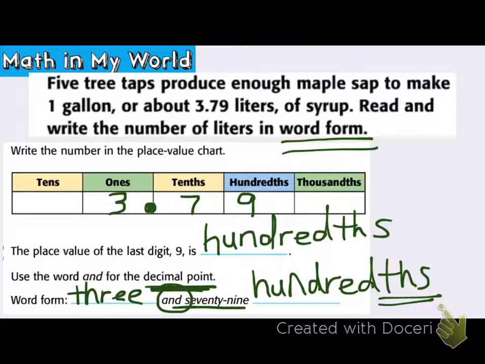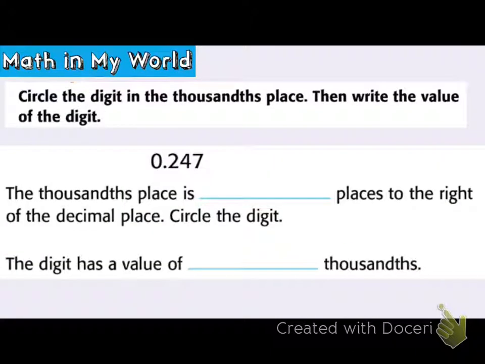3 and 79 hundredths. Is my answer reasonable? Well, I know my answer is reasonable because the value of the number is in the hundredths place. So I know that 3 and 79 hundredths is written correctly. It's reasonable.